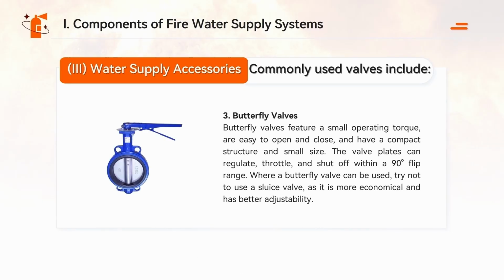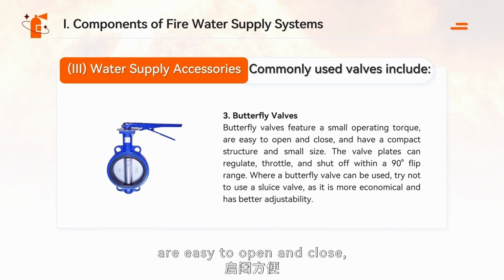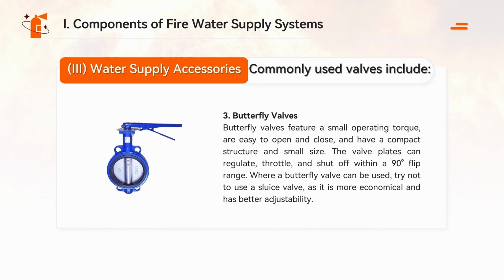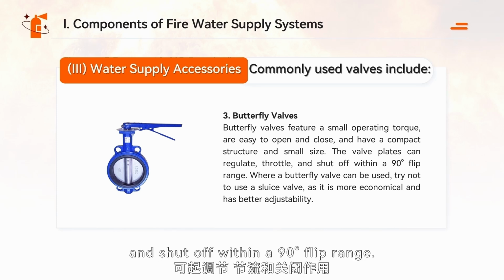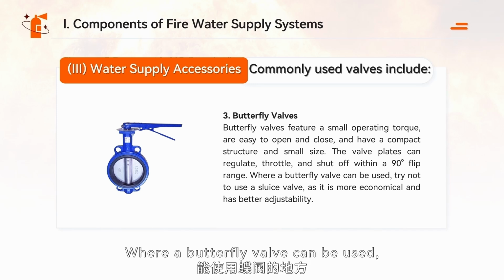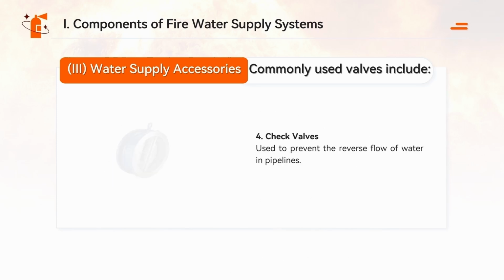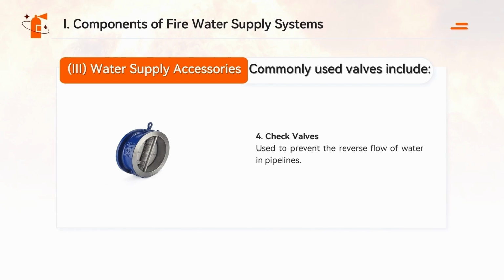Butterfly valves. Butterfly valves feature a small operating torque, are easy to open and close, and have a compact structure and small size. The valve plates can regulate, throttle, and shut off within a 90-degree flip range. Where a butterfly valve can be used, try not to use a sluice valve, as it is more economical and has better adjustability. Check valves. Used to prevent the reverse flow of water in pipelines.